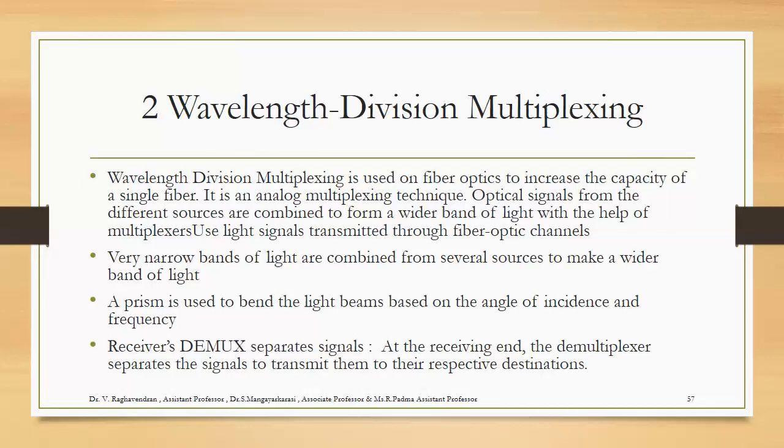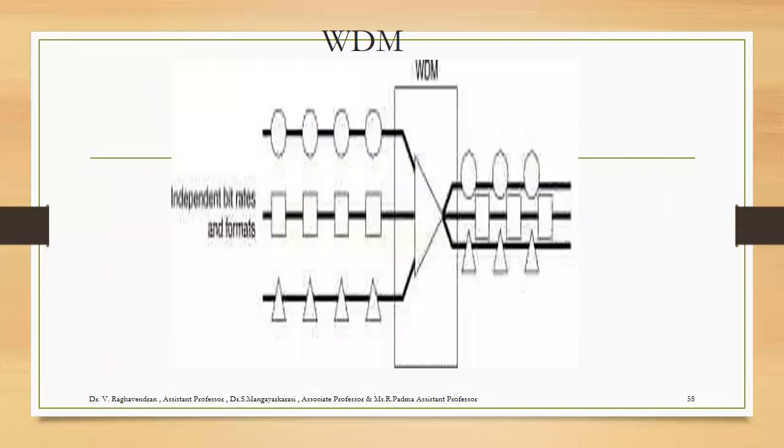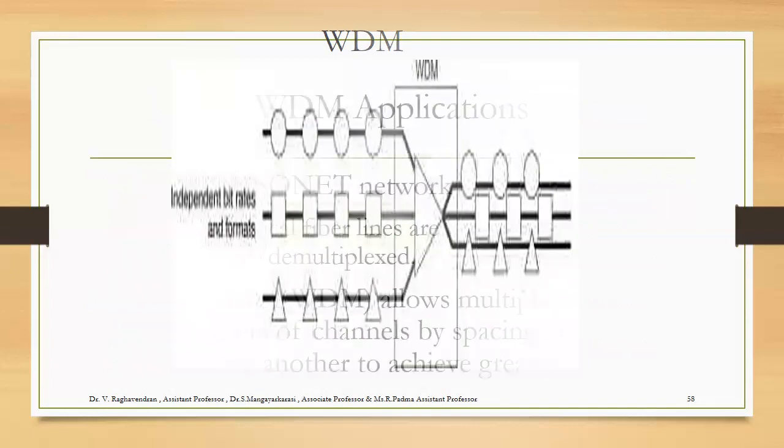On the receiver side, a demultiplexer is used for the purpose of separating the channel signals. What is meant by the receiver's demultiplexer separating signals? At the receiving end, the demultiplexer separates the signals to transmit them from the sender side to the respective destinations. So this is an example of the WDM process. The different signals are received from the different sources, all three are combined using a prism, and they are transmitted to the destination side.